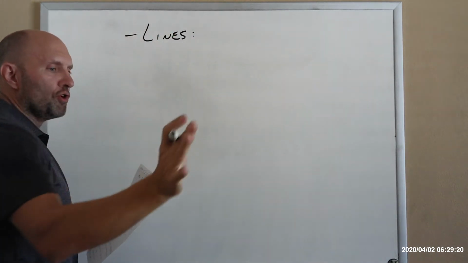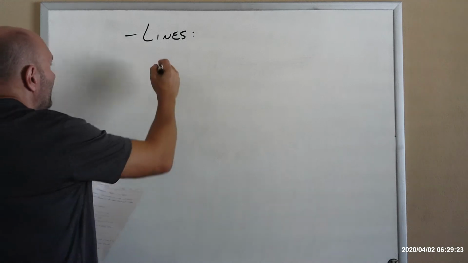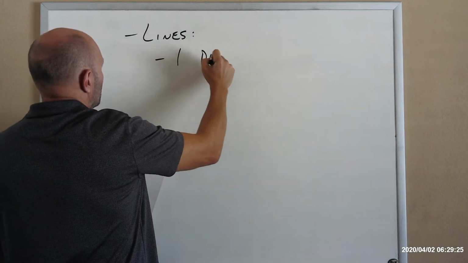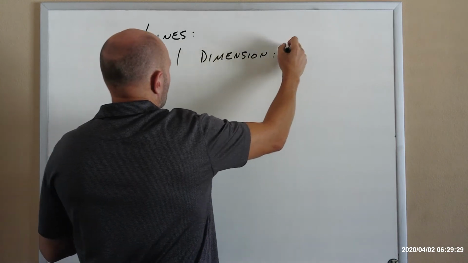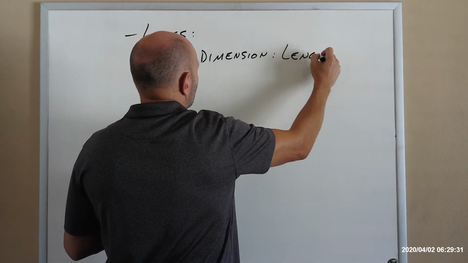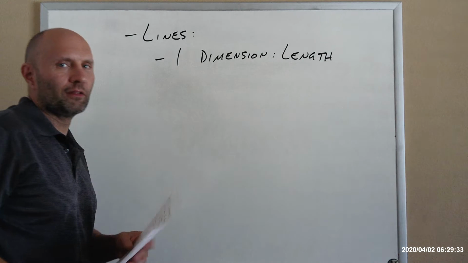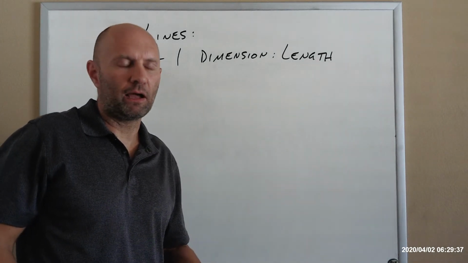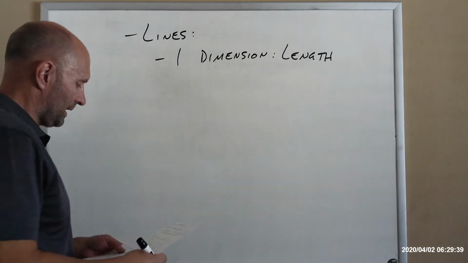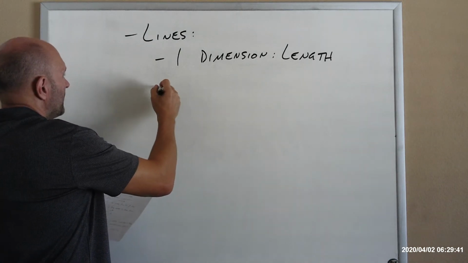So a point has no dimensions. Lines have one dimension. And this is length. So we talk about what's the length of the line. We don't talk about what's the width of the line, what's the height of the line, just one dimension. What's the length? And we actually have 3 types.